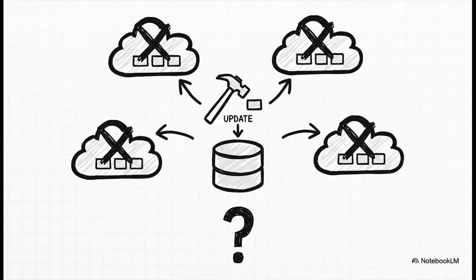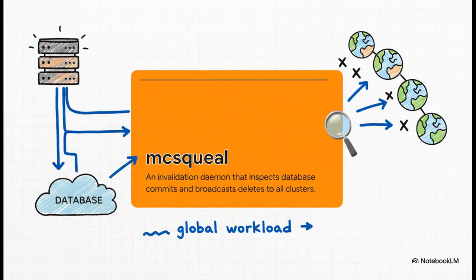You have data being cached in all these different separate clusters, but they're all reading from the same group of databases. So when a piece of data gets updated in the database, how do you make absolutely sure you delete the old, stale copy from every single one of those clusters? They built the tool for this with a fantastic name, Mcsqueal.